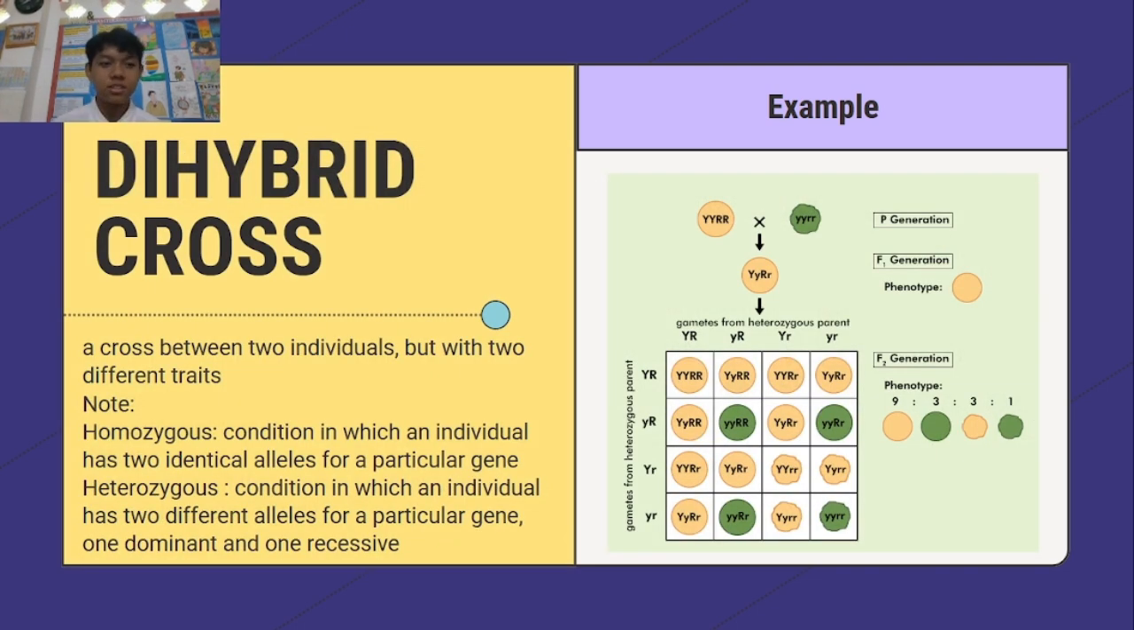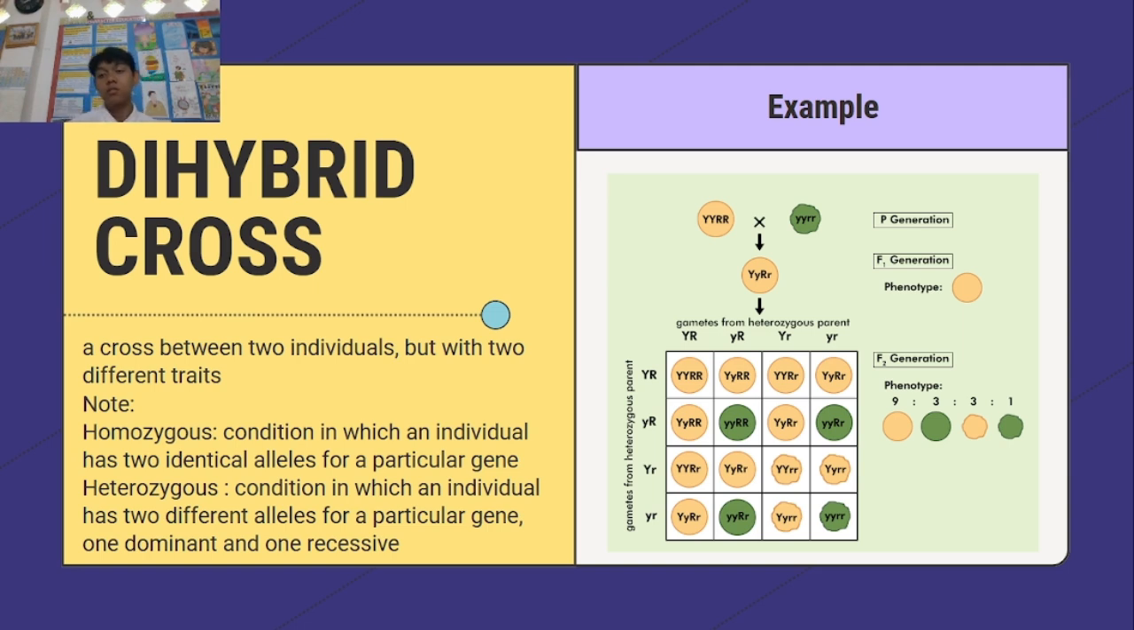And the dihybrid cross, a cross between two individuals but with two different traits. Homozygous is a condition in which an individual has two identical alleles for a particular gene, and heterozygous is a condition in which an individual has two different alleles for a particular gene, one dominant and one recessive. This is the example I've studied in school.